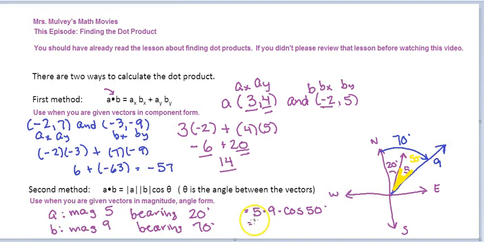So I'll just give the squiggly approximately 28.93, and that's the dot product of those two vectors. The key is to set up a diagram to be able to find the angle between the vectors. Sometimes you're going to have to subtract to find that angle. Sometimes you're going to have to add. So let's look at one where we need to add.